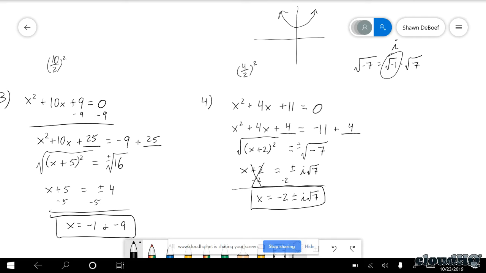We can have parabolas that don't touch the x-axis, and at that time, we would have said there were no solutions, but more precisely, we would have said there were no real solutions, or no real roots. It doesn't mean there were no answers. It just meant they weren't real numbers. Instead, they were imaginary numbers like we just discovered.